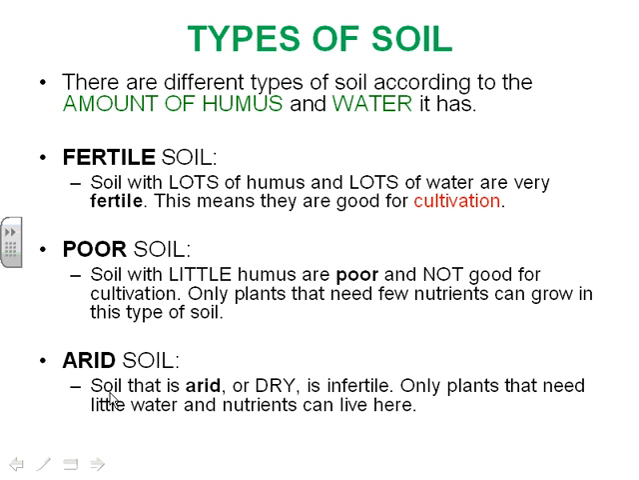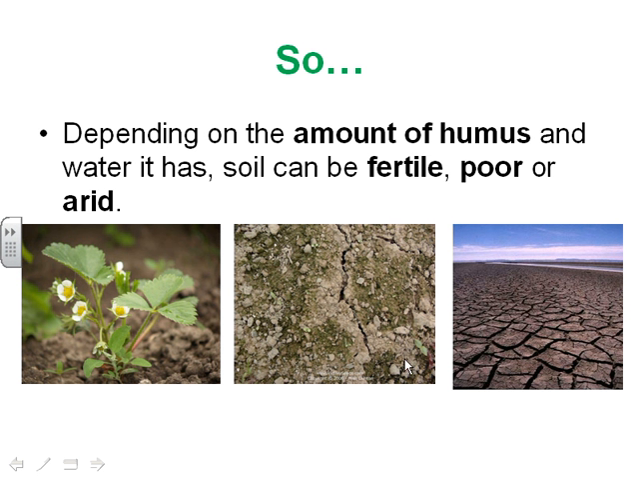Arid soil. Soil that is arid or dry is infertile. Only plants that need little water and nutrients can live here. So, depending on the amount of humus and water it has, soil can be fertile, poor, or arid.